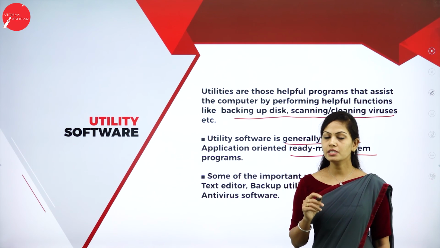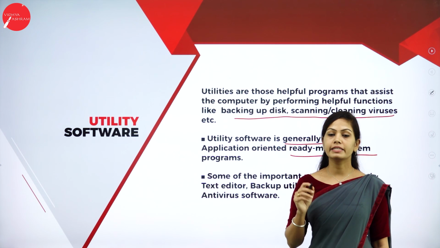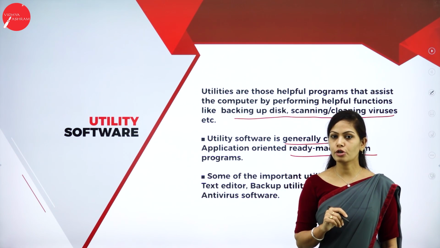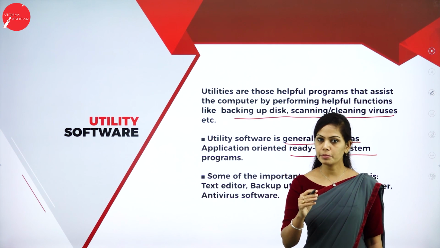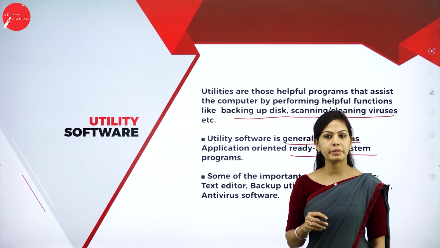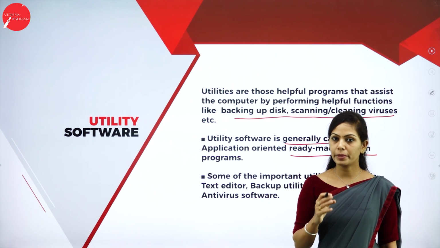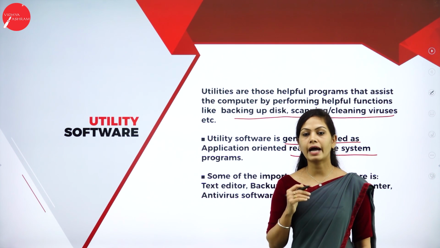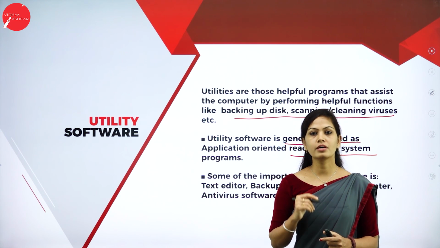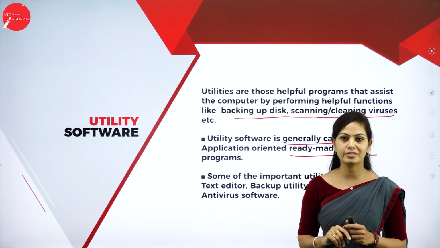So today we learnt about software and its types. There are 2 types of software, that is system software and application software. Application software can be categorized into general purpose and application specific. And system software can be categorized into language translator, utility software, operating system, and linker and loader. In my next session, I will come with a new topic called operating system. Operating system is a very important concept. Thank you.